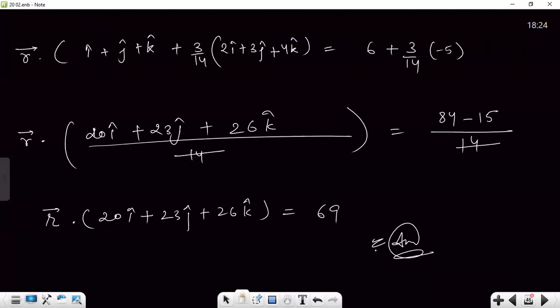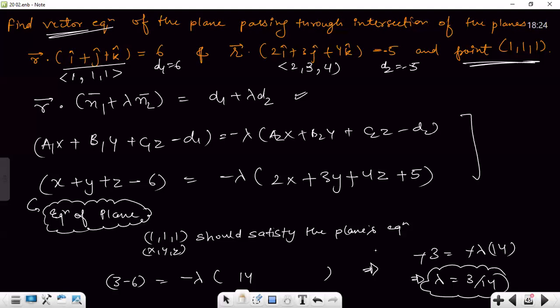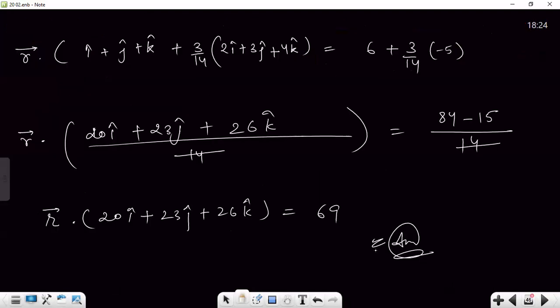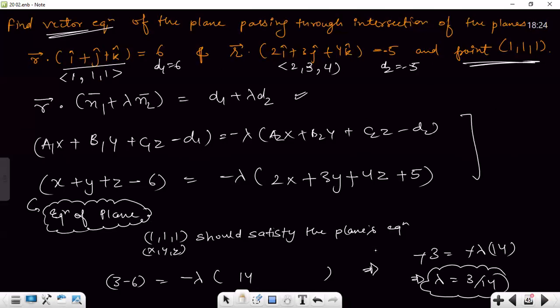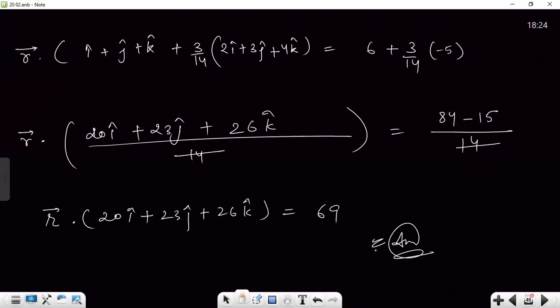A little longer, I know, but this was an example from the elementary book. If it were asked in NDA, they'll only ask for the lambda or something else, which is a shorter question. Is this question clear now? Yes, sir.